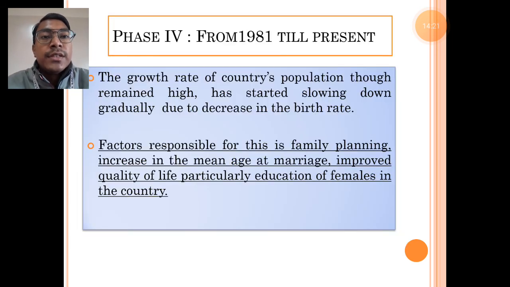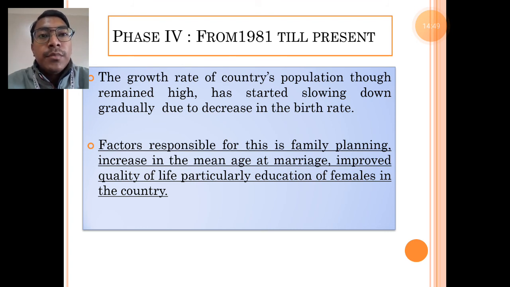The fourth phase is the last phase of population growth, which is still continuing actually. During this phase, the growth rate of the country's population, though it remained high, has started slowing down gradually due to a decrease in the birth rate. So in the fourth phase, the birth rate has started declining. In the second and third phases, we saw that the death rate started declining, but in the fourth phase, the birth rate also started declining.